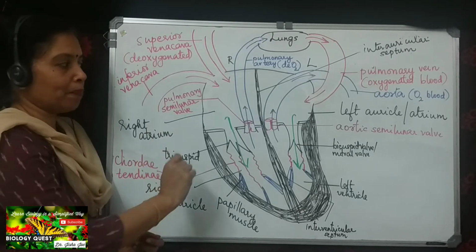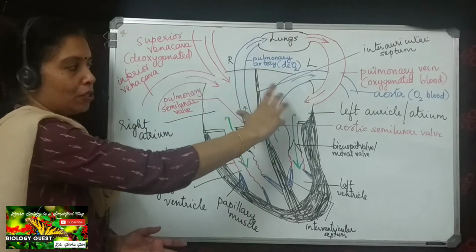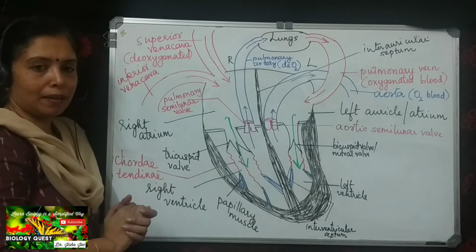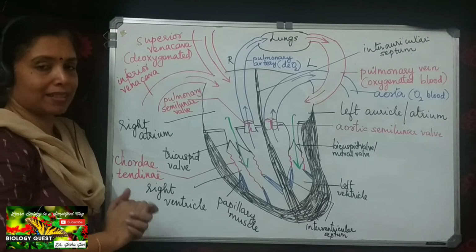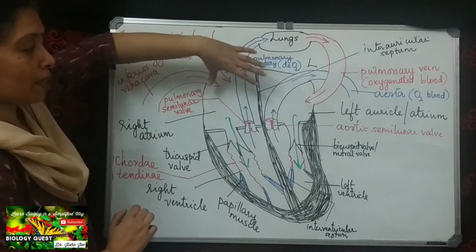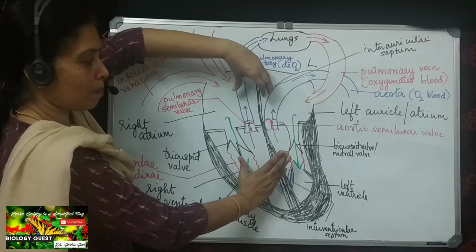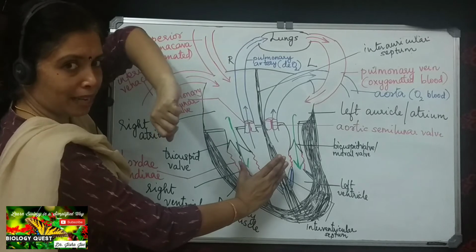So once again, the vena cava and the pulmonary vein drain the blood into the auricles. It is filled with blood. That is when the auricles are in a relaxed state. Now, when the auricles contract, the ventricles relax. So what happens? The blood from the auricles passes into the ventricles through the cuspid valves.